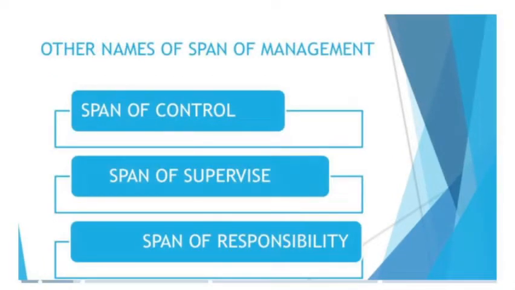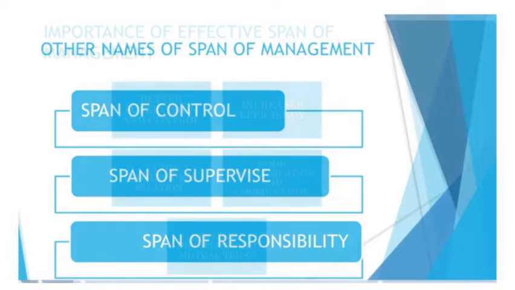Then, coming to the types, the span of management is also called the span of control, span of supervision, span of responsibility. As we earlier understood, how many subordinates you can control comes under the span of management. So this is also called the span of control, span of supervision, or span of responsibility.